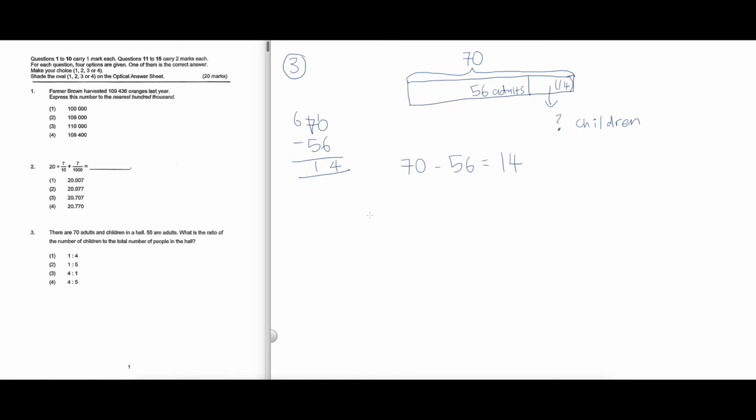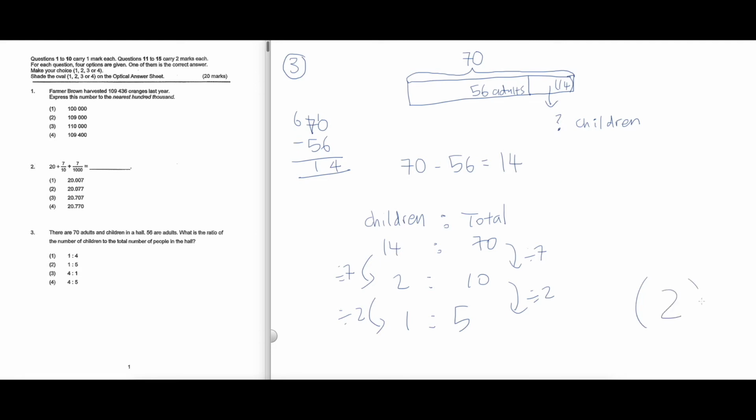The ratio of the number of children is to total. So children is 14, total is 70. Let's divide both, simplify it, divide by 7, okay? I'm going to get 2, 10. We can divide again, we can further simplify by 2. So we're going to get 1 is to 5. Therefore, my answer is 2.